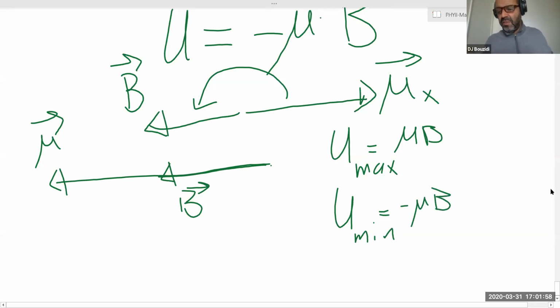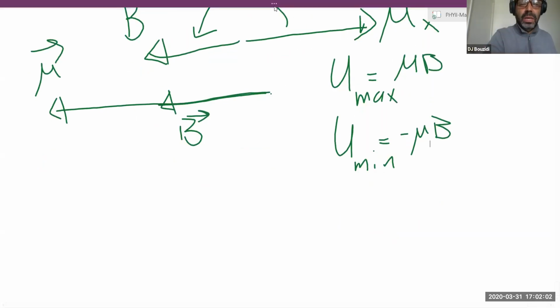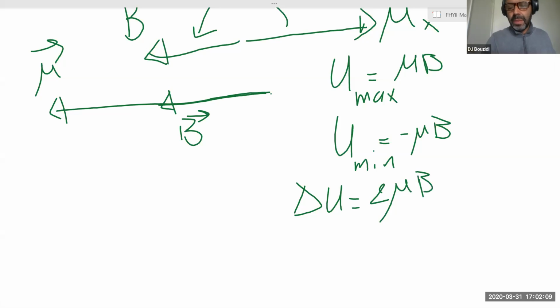So the gap in energy between the highest energy possible and the lowest energy possible, delta U, is equal to twice this number. That's the maximum energy you're going to get from a given magnet with a given value of B and with a given wire configuration with the current running through it. It's 2 times mu times B with no cosine or nothing.